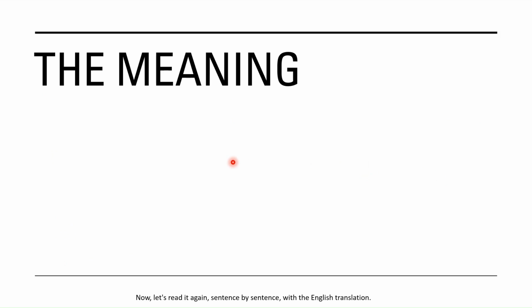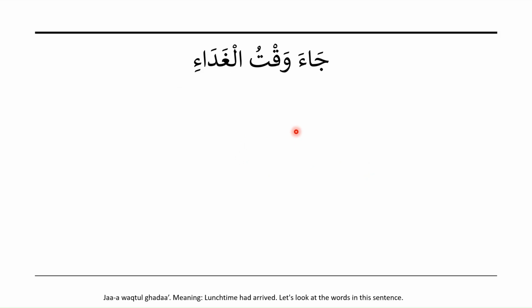Now, let's read it again, sentence by sentence with the English translation. جاء وقت الغداء, meaning lunchtime had arrived. Let's look at the words in this sentence.